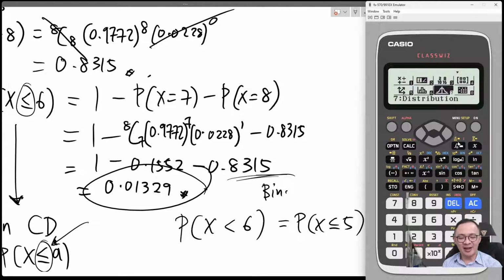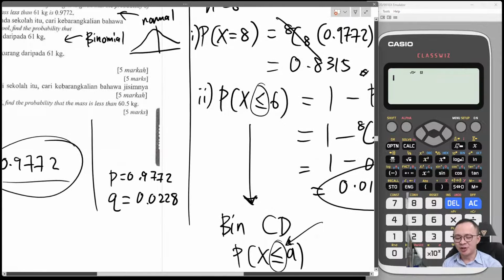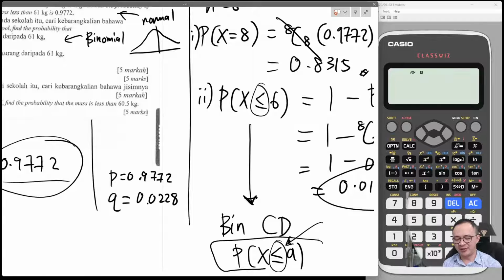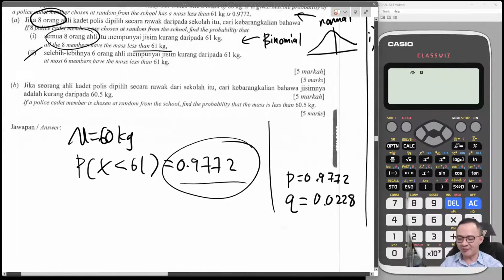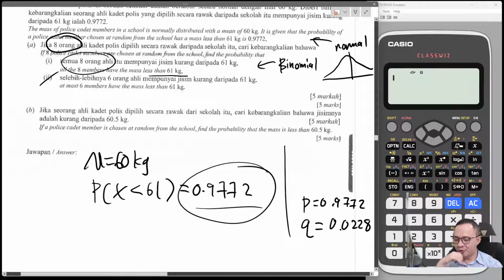So I do not encourage students to do this, because students always forget about this thing, and then they just simply type any number and eventually get the wrong answer. But if you can memorize this one, then you are fine. Okay, go back to B.